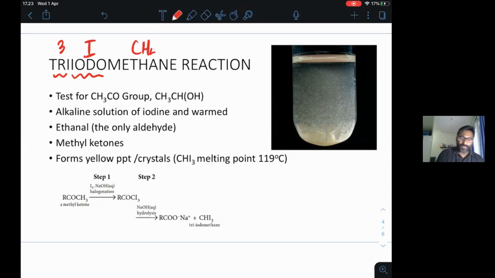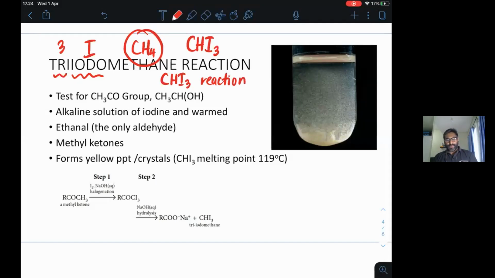Methane is supposed to be CH4. Now, if I join them together, triiodomethane is methane substituted with 3 iodine. So you are going to get CH, with the remaining 3 hydrogen substituted by iodine. So this one is the triiodomethane reaction. You can actually write it as the CHI3 reaction.